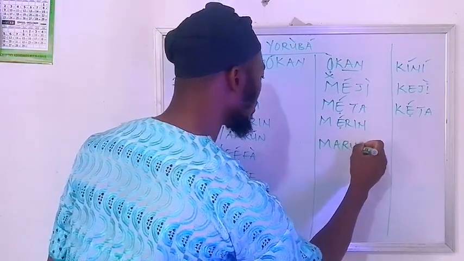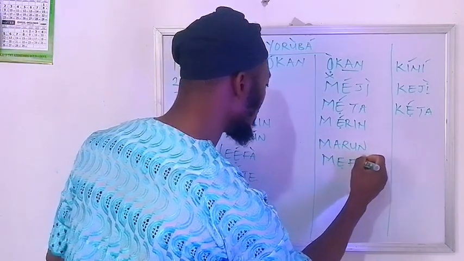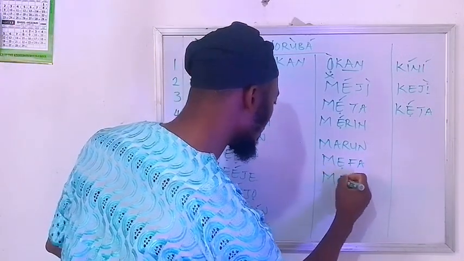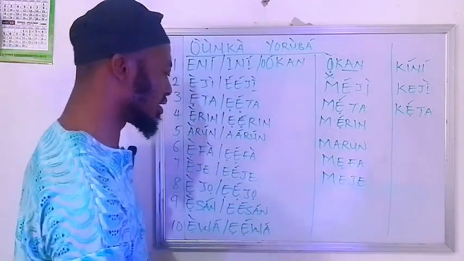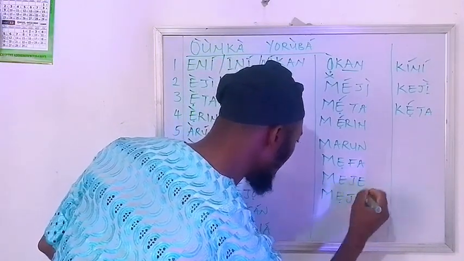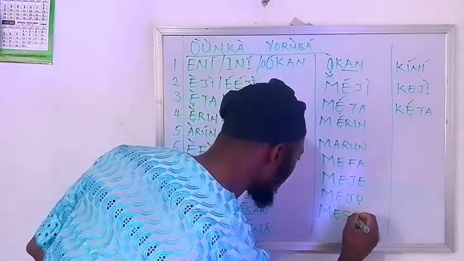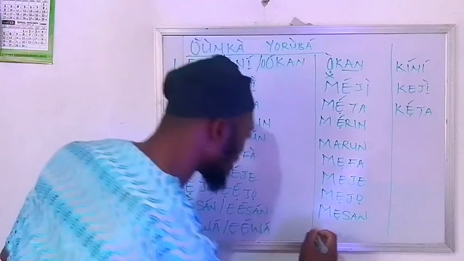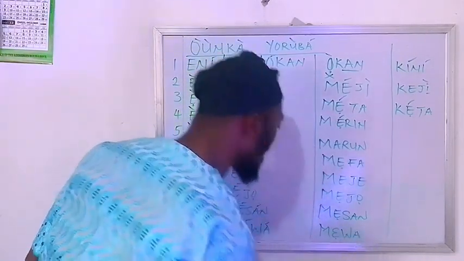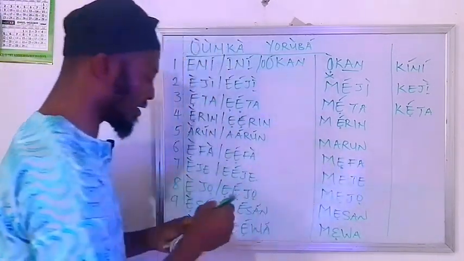Márùn-ún. Mẹ́fà. Méje. Mẹ́jọ. Mẹ́sàn-án, then 10, we have mẹ́wàá. Please take note of the dot on the ẹ.